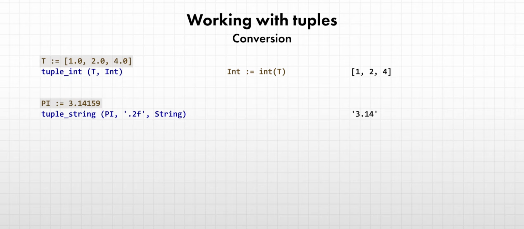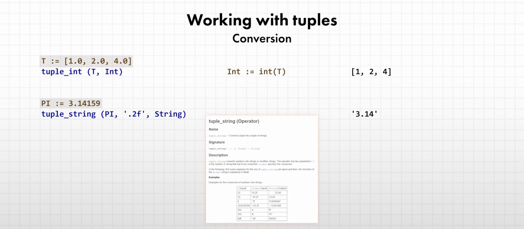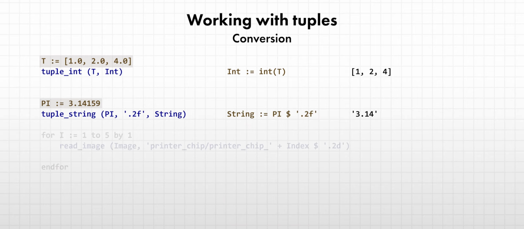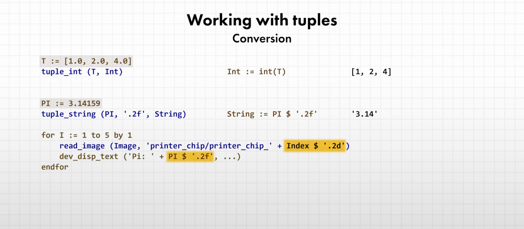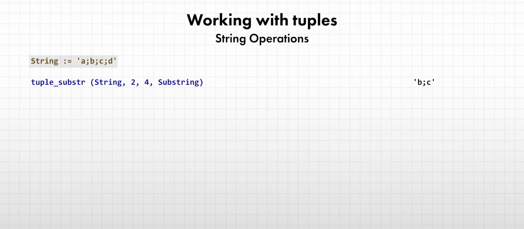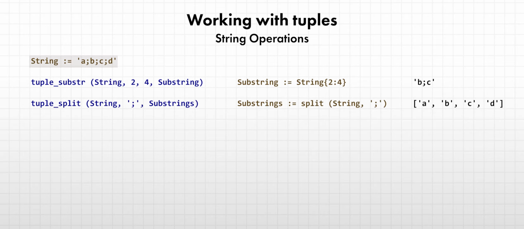With tuple string, you can convert tuples to strings, with many options to customize the conversion. Have a look at the operator reference for more information and examples. The inline variant is often used in the context of reading data in loops, or displaying text. Speaking of text, there is a whole category for dealing with strings. Tuple substr works similarly to tuple select and has a similar inline variant. Tuple split is another commonly used string operation.